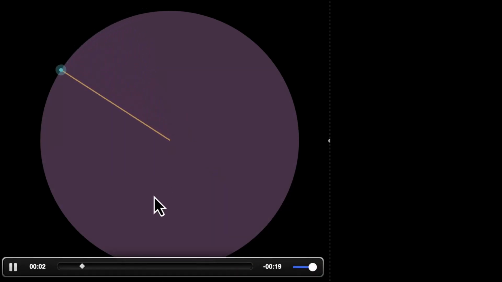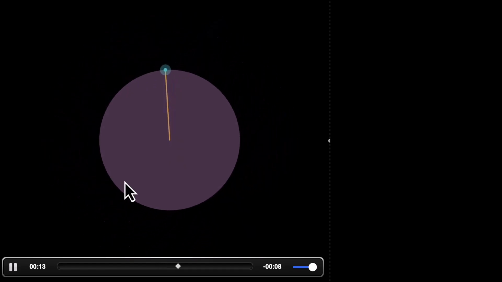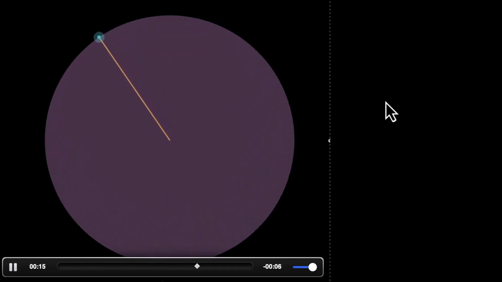So this is a circle. We have a fixed point and a fixed distance. This is the moving point. This point is always at a fixed distance from this point. The locus of this point is called a circle.